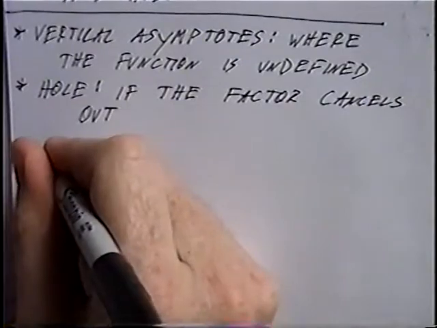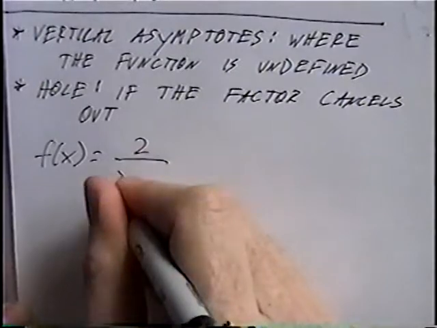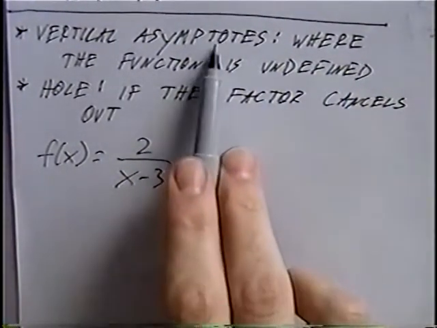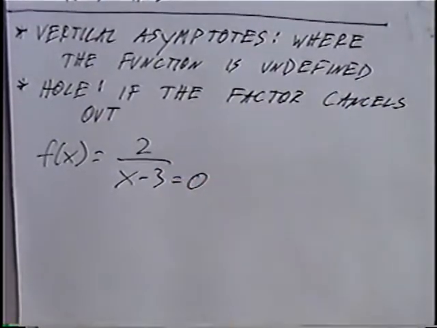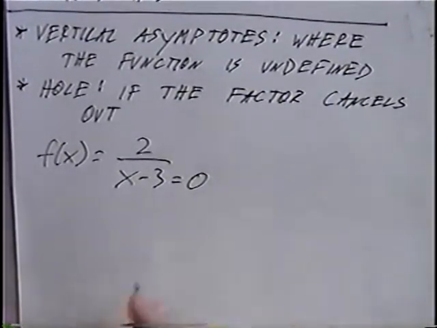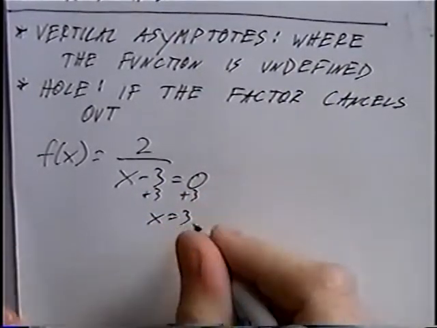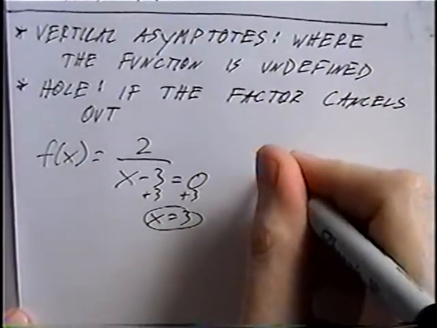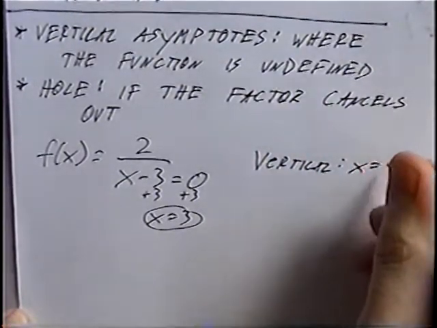Our first question, f of x is equal to 2 over x minus 3. To find a vertical asymptote where the function is undefined, that's going to be the same as the denominator equaling 0. So x minus 3 equals 0. If you solve that by adding 3 to both sides, x would equal 3. So for this question, our vertical asymptote would be x equals 3.